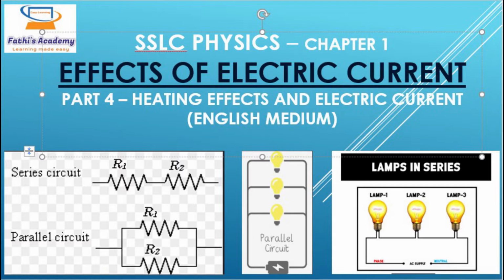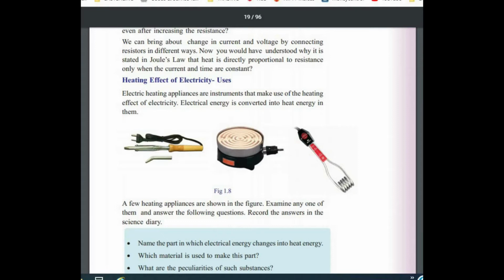Today's video, we are going to discuss the heating effect of electricity and its uses. Let's move on to the video. You can see three devices. First one is a soldering iron, second one is an electric stove, and third one is an electric heater. Normally we use this as a water heater, isn't it?